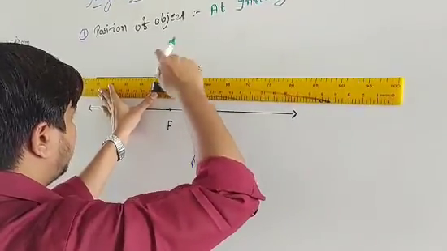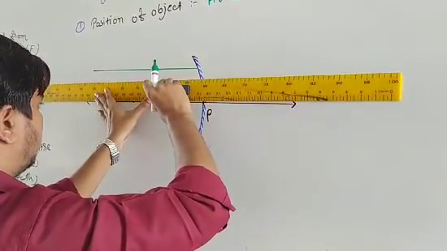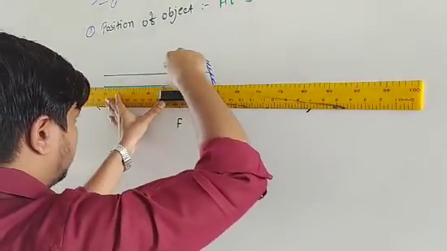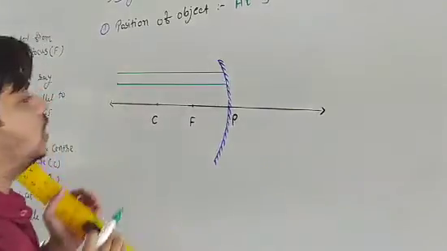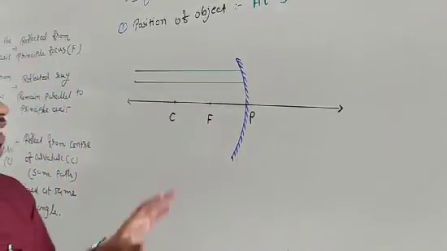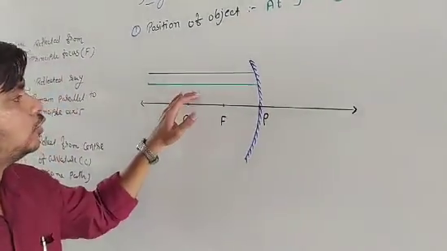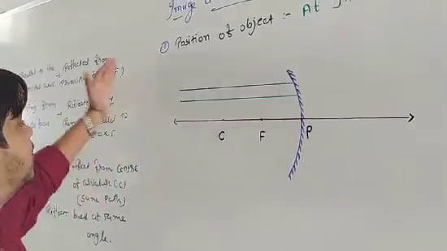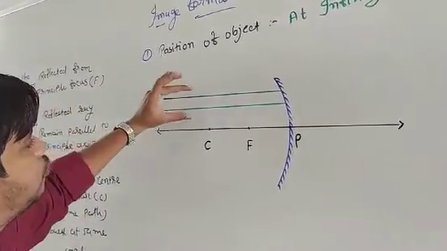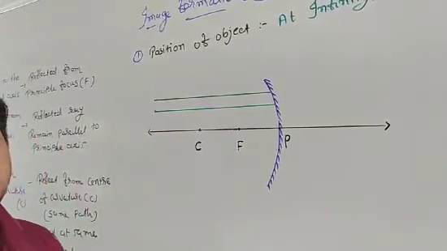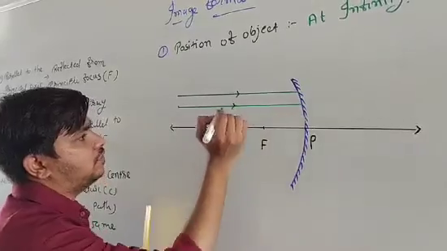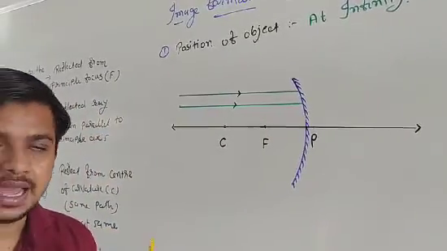The first ray and the second ray. As you know, for forming an image we need only two rays. So I have drawn two rays which are coming from the object which is at infinite. We just have to draw two rays which are parallel to the principal axis. So here is the incident ray which is parallel to the principal axis.